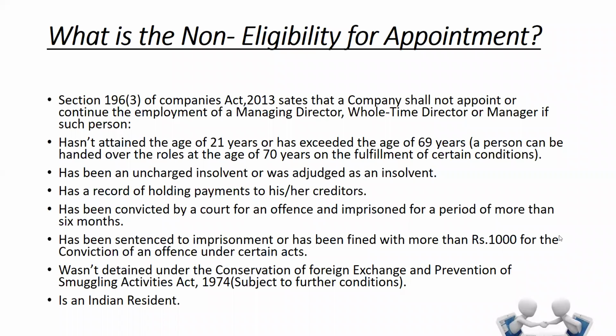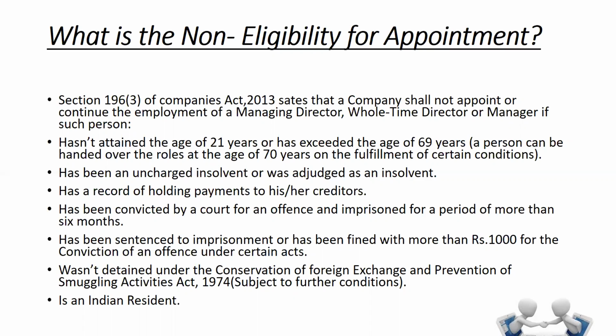You need to know what is the non-eligibility for appointment. This is specified in section 196, subsection 3 of the Companies Act 2013, which states that a company shall not appoint or continue the employment of a managing director, whole-time director or manager if the person's age, minimum age should be 21 years, maximum is 69 years. So therefore, the ones who haven't attained the age of 21 or who have exceeded the age of 69 cannot be appointed. If the roles have to be handed over at the age of 70, there are certain other conditions which have to be fulfilled.